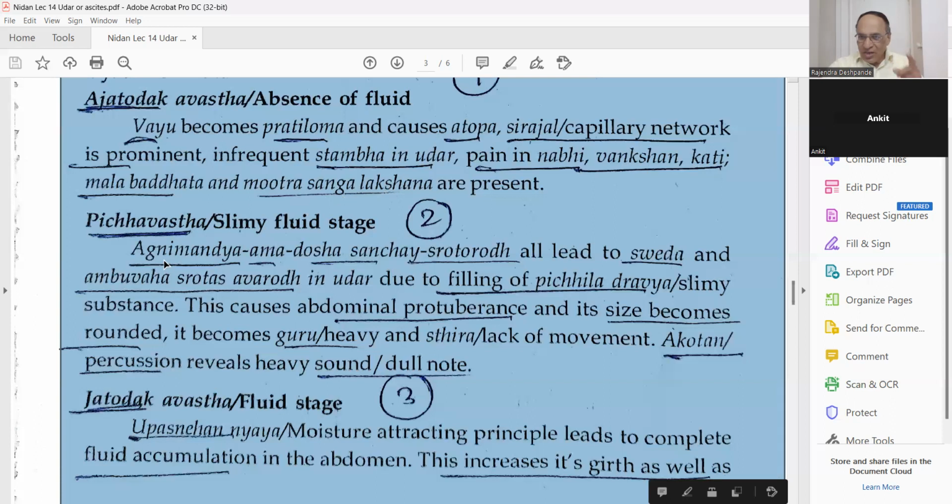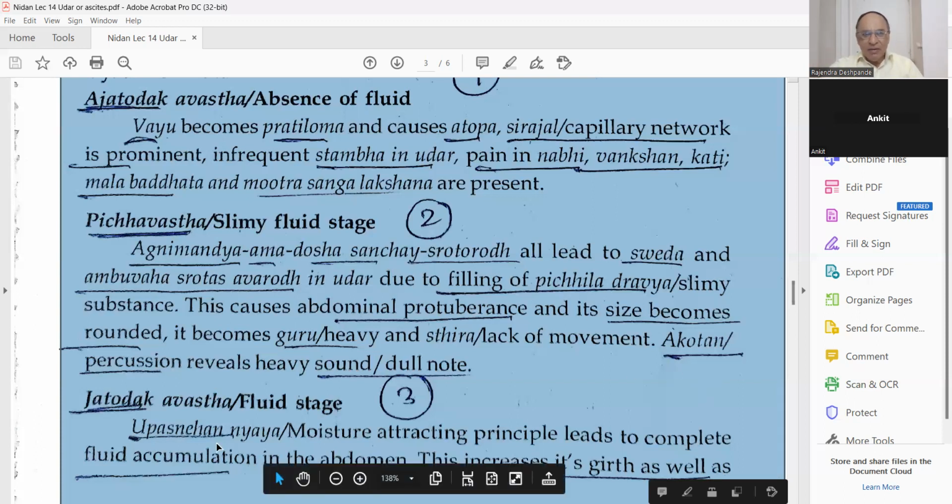Pichilavastha: first Agnimandya, Ama formation, toxin, Dosha Sanchaya, Srotorodha. So what will be the Srotas Avarodha? Sveda Vaha Srotas stop, Ambu Vaha Srotas stop. Feeling of pichila dravya or slimy substance. Abdomen will be bulging, size becomes rounded. There will be heaviness in the abdomen.